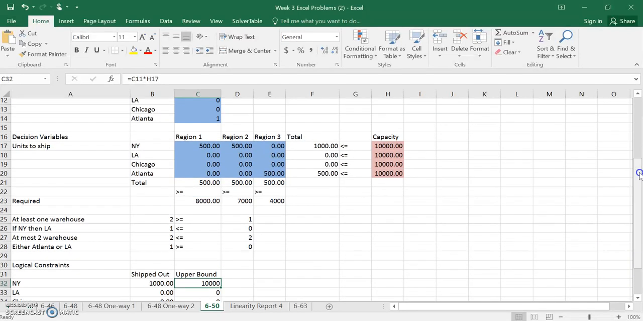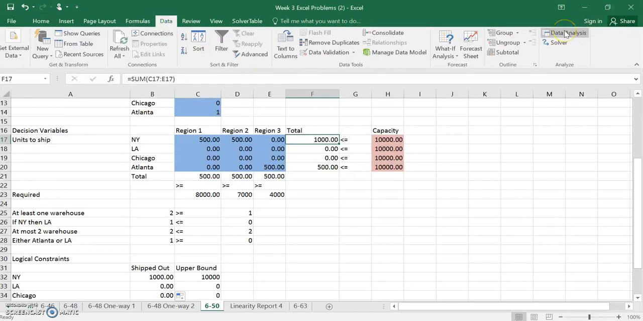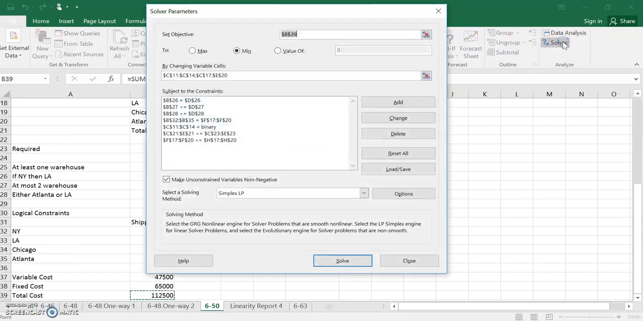Okay, and I see what she, let's see. Actually, maybe put the constraint over here. Okay, so that sum is good. Let me go into solver. I want to see where she put this. Is it F17 or B32? Where she actually put that constraint in. She only needs one of them.